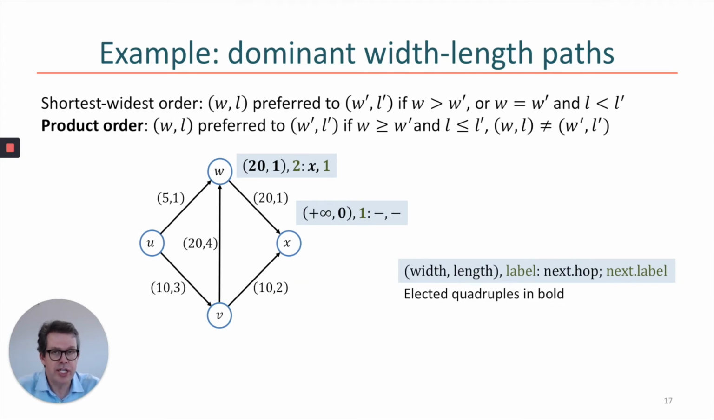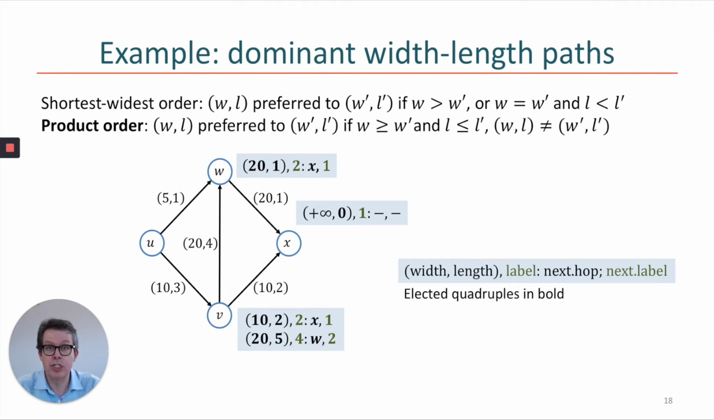Destination X initiates the vectoring protocol computation, advertising infinity, 0 to W. W elects 20, 1 from X. Then node V learned 10, 2 from W and 20, 5 from X, as before.